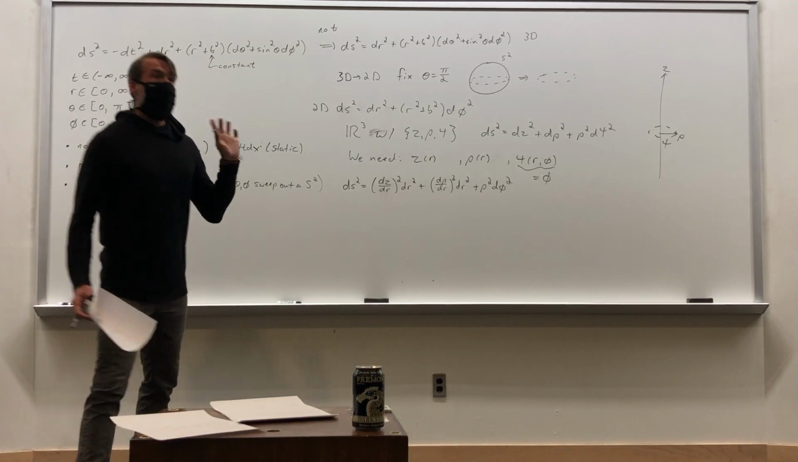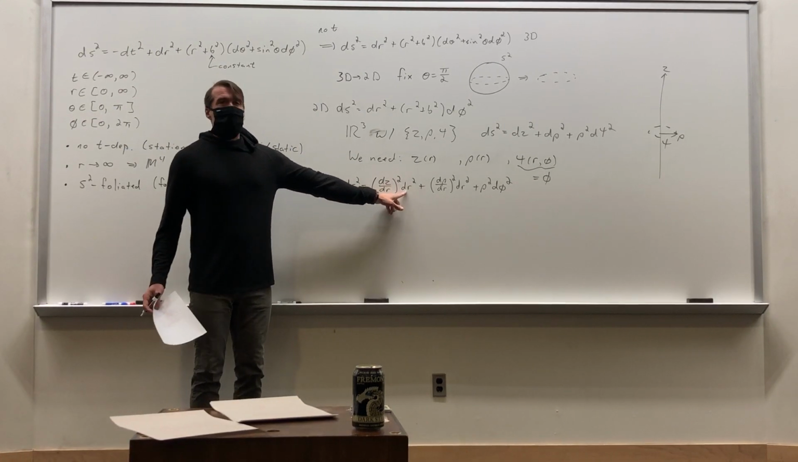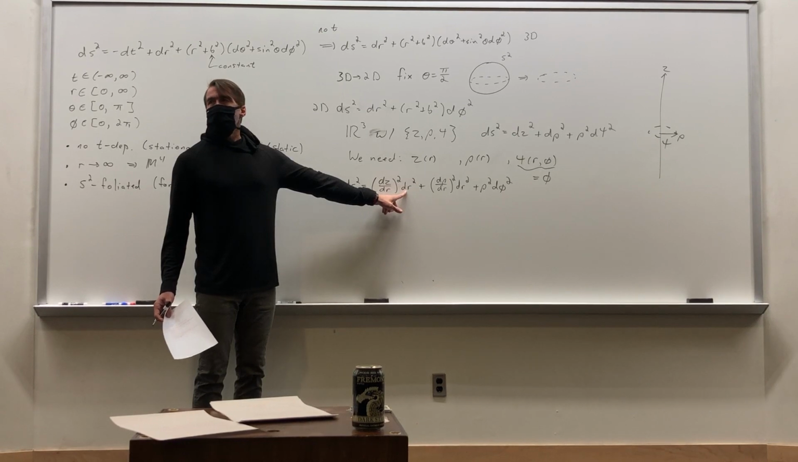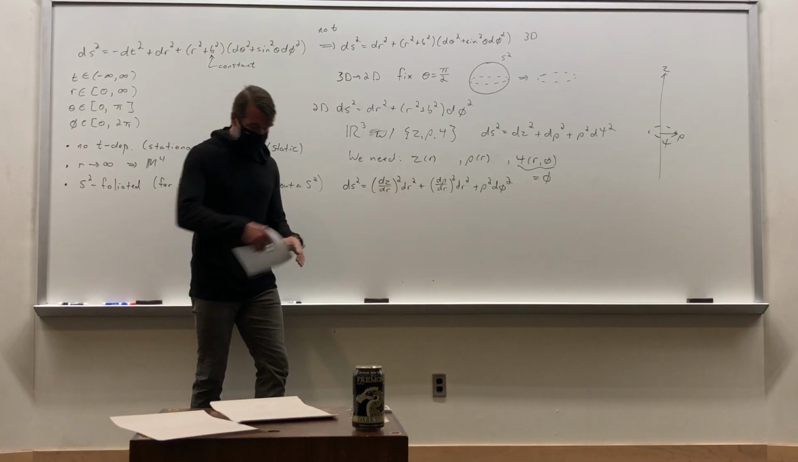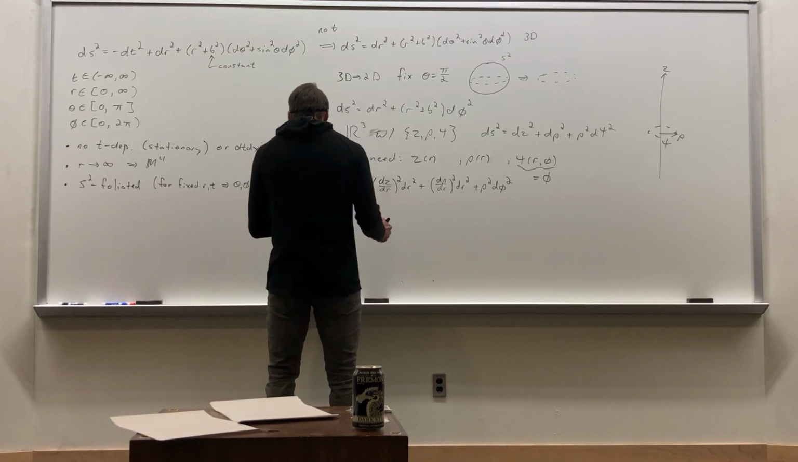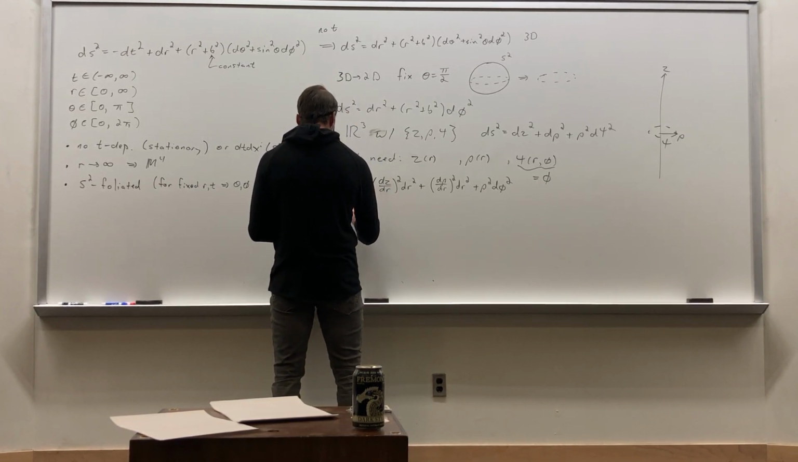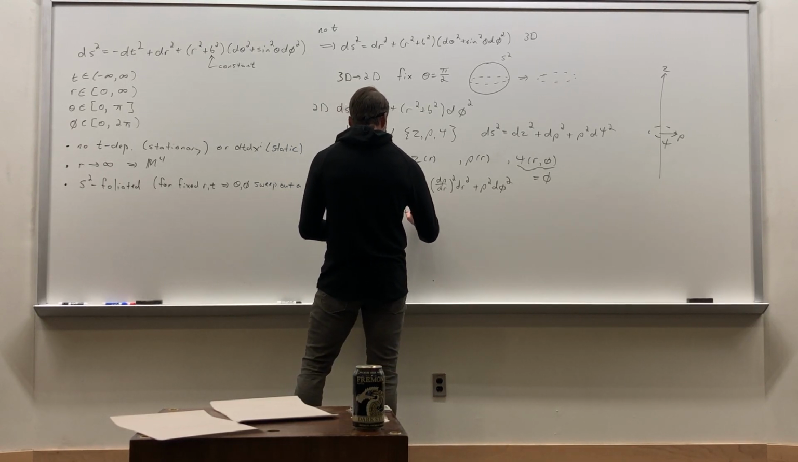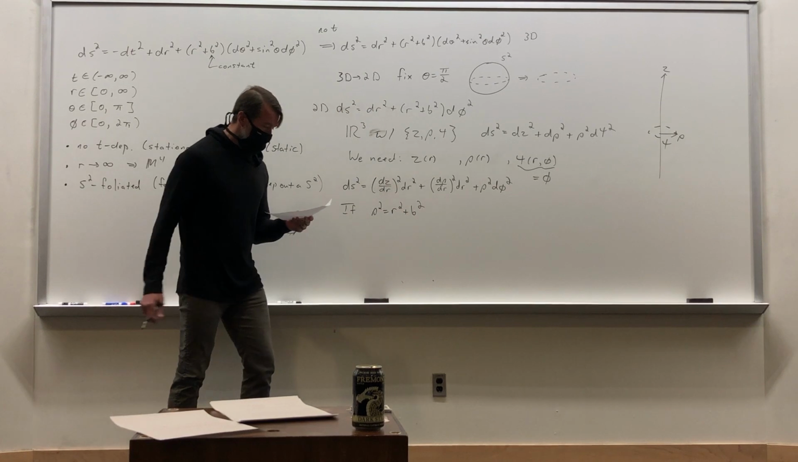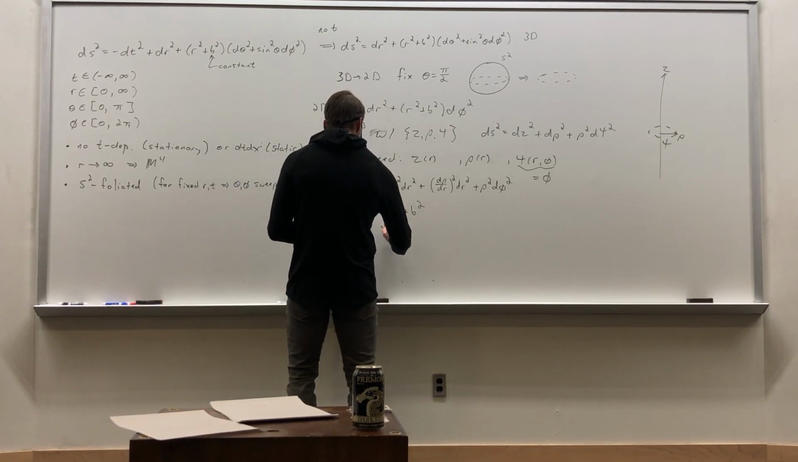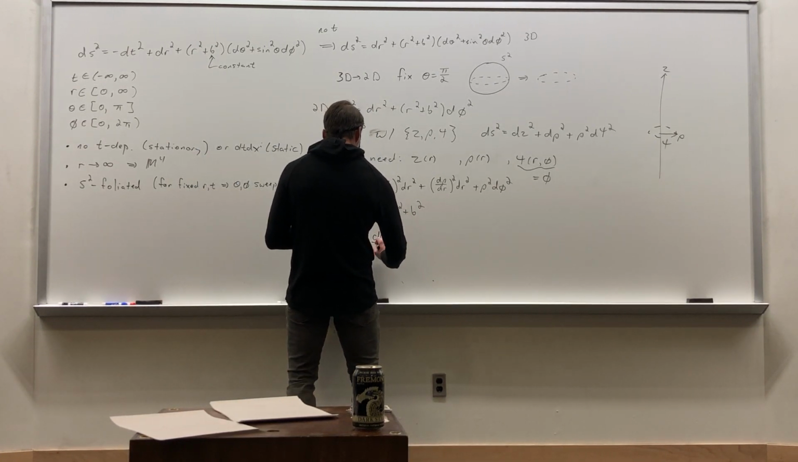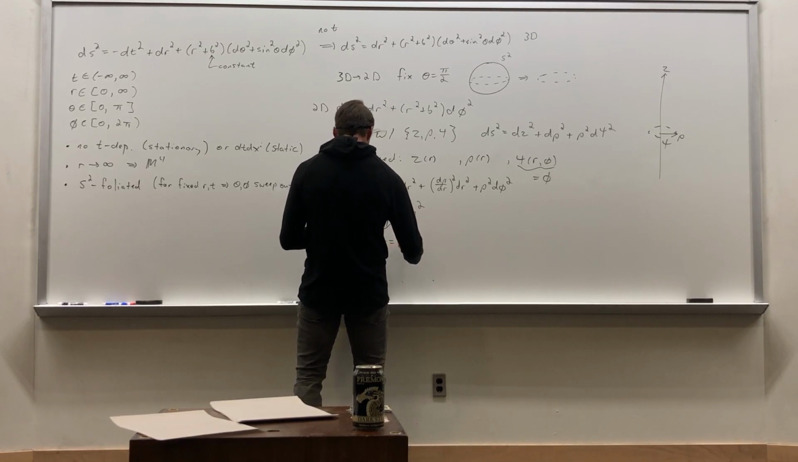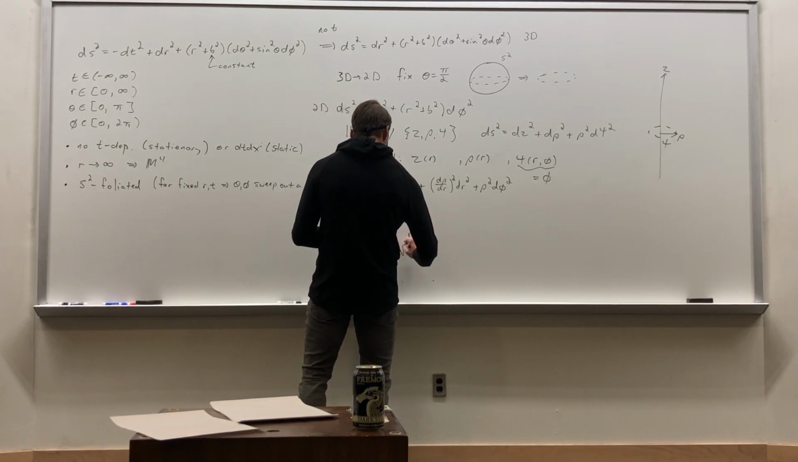Okay? However, notice this is now a two-dimensional metric because it's only got two coordinates, r and phi. Okay? So what we can say is if rho squared equals r squared plus b squared, then this immediately implies that d rho dr is r over the square root of r squared plus b squared.